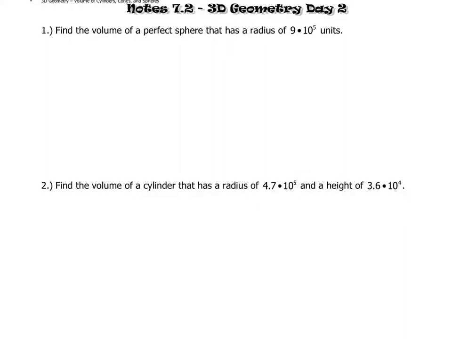All right, so we're going to call this 8.2 because this is actually unit 8 for us. So we're going to find the volume of a perfect sphere that has a radius of 9 times 10 to the 5th units. So we're going to use the same volume formulas that we did last time, but this time we're going to be using scientific notation. So our radius is 9 times 10 to the 5th power.